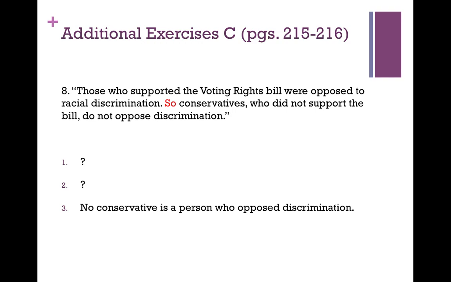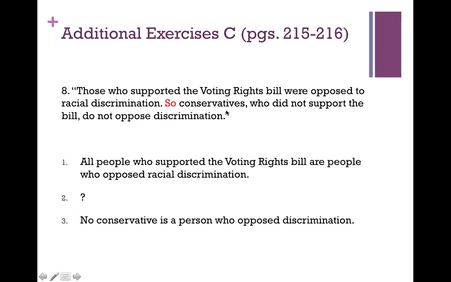That's all we need. Now we need to figure out the major premise. We look at the major term, which is person who opposed discrimination. Those who supported the voting rights bill were opposed to racial discrimination. Well, there we go: all people who supported the voting rights bill are people who oppose racial discrimination.